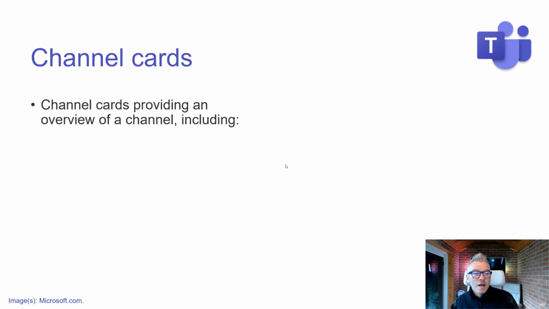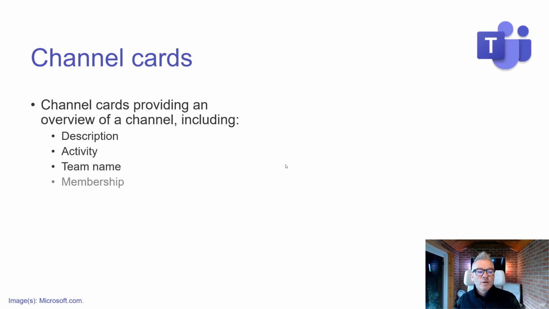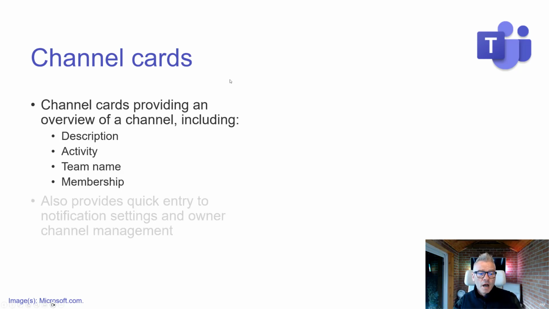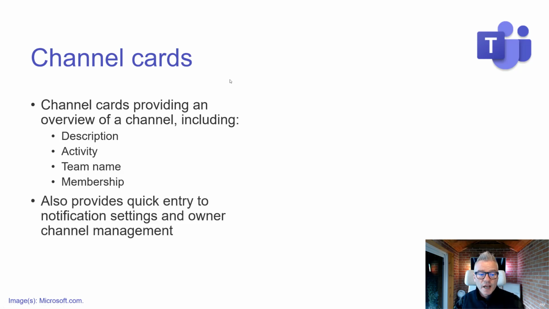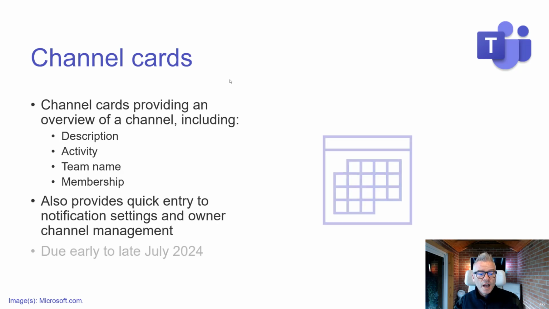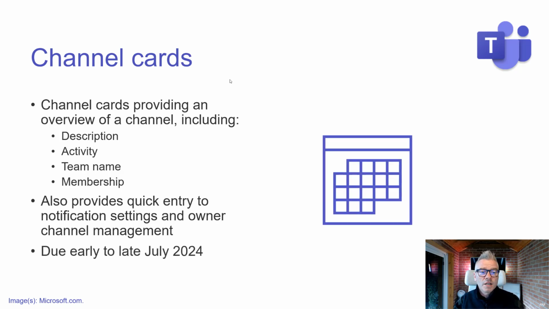What else have we got? This update wins the award for the most boring slide of the session. So, channel cards. Imagine you've got someone new joining your team and you've got quite a lot of channels, and they're just getting a feel for what the different areas, teams and projects are. What a great way then to have these channel cards that give a description, show the activity, the team name, their membership. I think this would be a really useful way for newcomers to get an idea of what's going on in teams. A nice quick entry for notifications, settings and channel management. You should have this by late July. So a small update, but I think it's going to be quite good, especially for people who are new to your team.